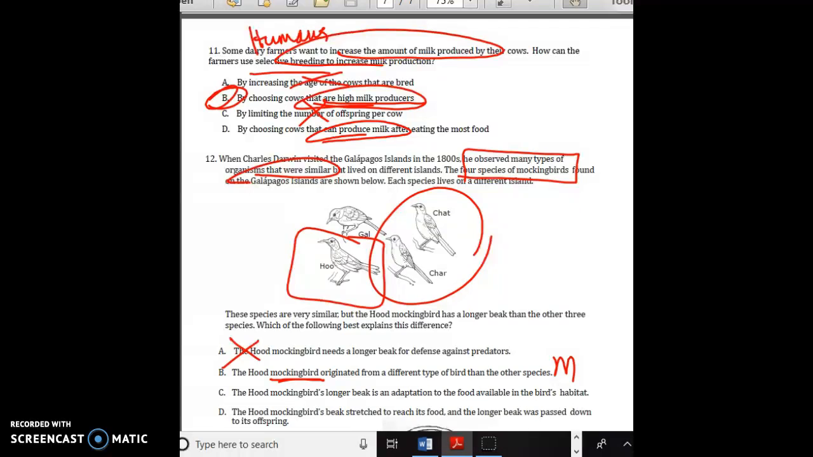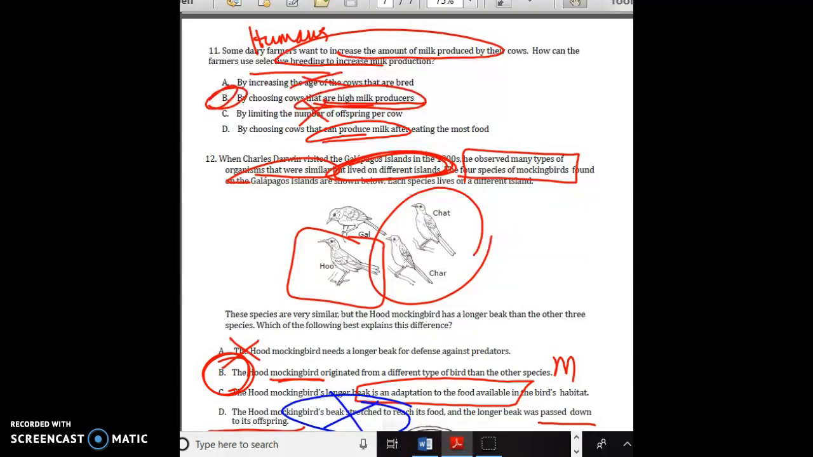The hood mockingbird's longer beak is an adaptation to the food available in the bird's habitat. I like this one because it says that they were on different islands, so different islands are possibly going to have different types of food sources. The hood mockingbird's beak stretched to reach its food, and the longer beak was passed down to its offspring. I do like this part, but the beak stretched, he can't just decide to stretch his beak in order to get his food. So the best answer here is going to be B.